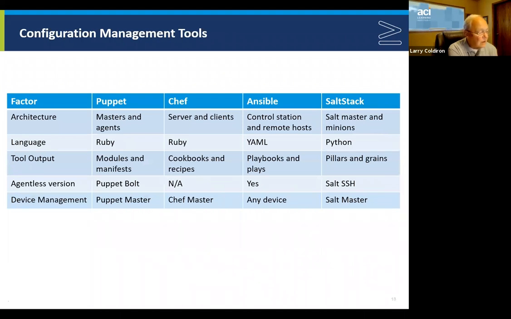Another little table, this is the way we go. The architecture for Puppet, Chef, Ansible, and again, SaltStack's not part of the objectives. It's just on this particular table. Architecture for Puppet: masters and agents. The language is Ruby. The tool output is modules and manifests. It has an agentless version, Puppet Bolt.